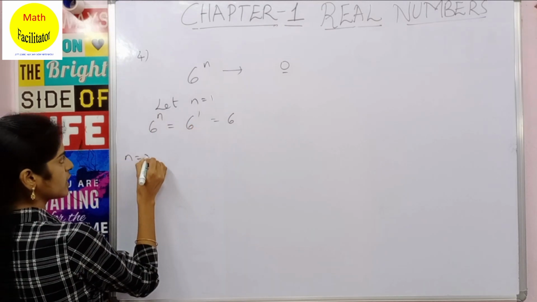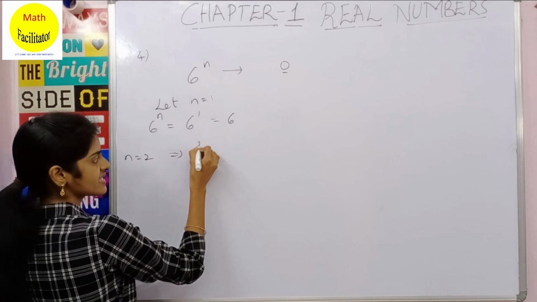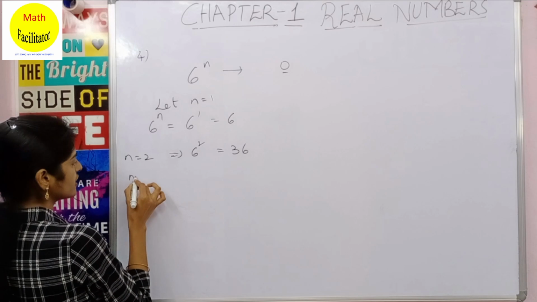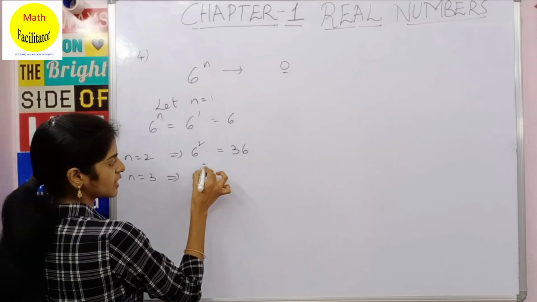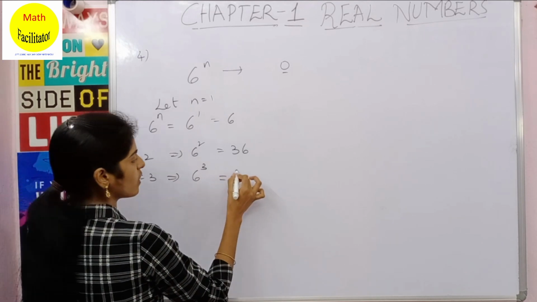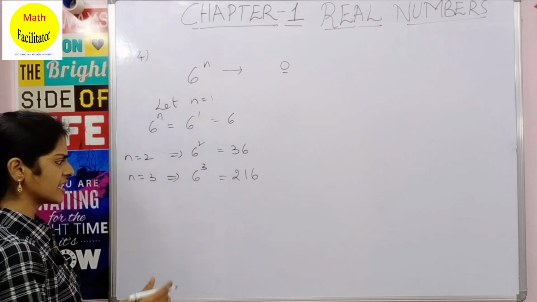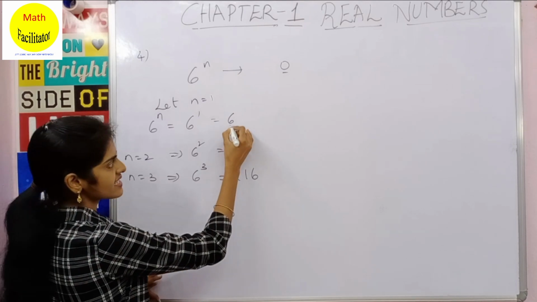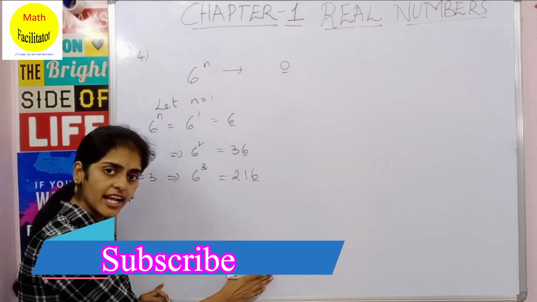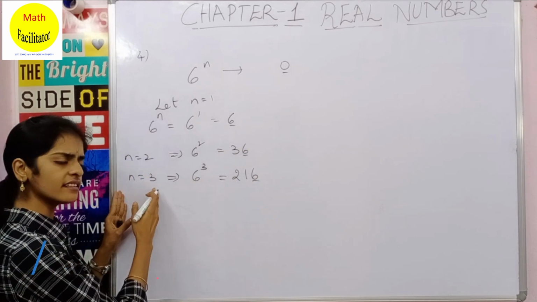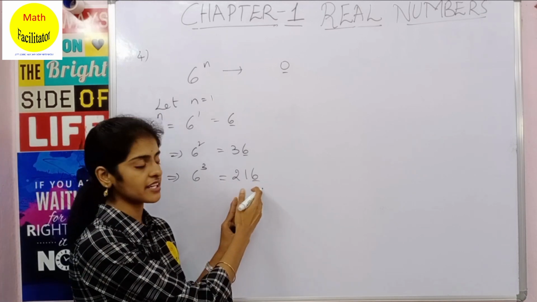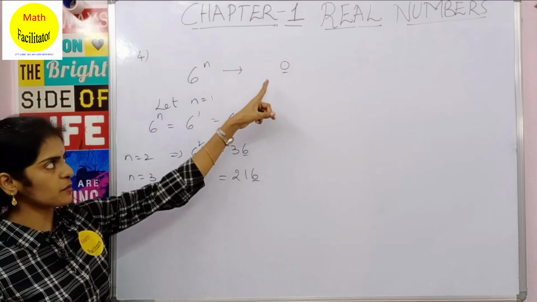Now when you take n equal to 2, what is 6 power n? It is 6 square. Okay, so it is 36. Clear? Now when you take n equal to 3, it is 6 cube, so 6 cube is nothing but 216. Okay, so in this way, if you continue, what is the last digit you are getting, the ones place? You are getting 6. So for any value of n, the last digit for 6 power n will always be 6. Okay, it cannot be 0.